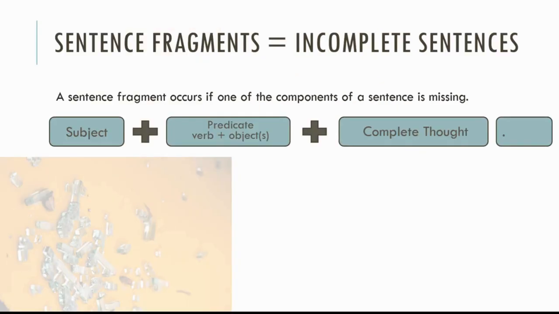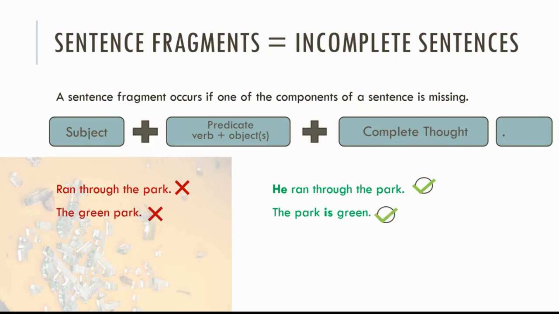Okay, so sentence fragments are one of our most commonly found errors. So if one of these parts of the sentence is missing, you might end up with a fragment. So some examples: ran through the park. The subject is missing. He ran through the park. The green park. A complete thought is missing here. So how about: the park is green?